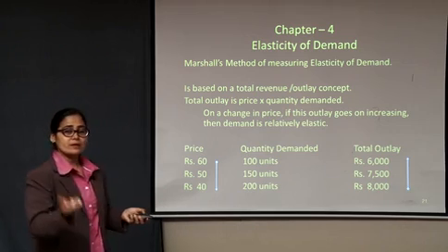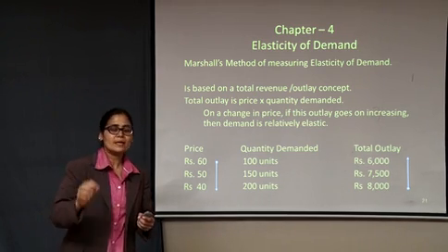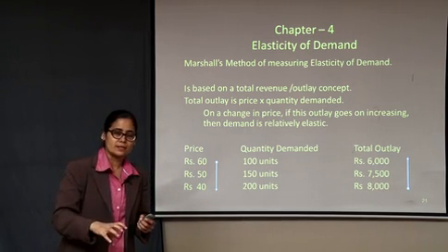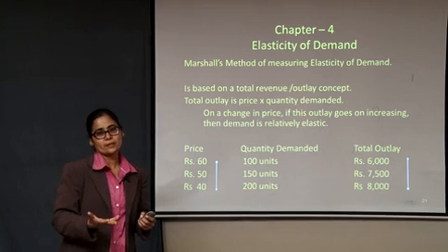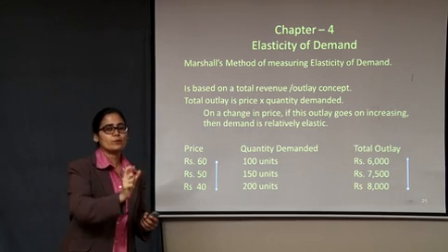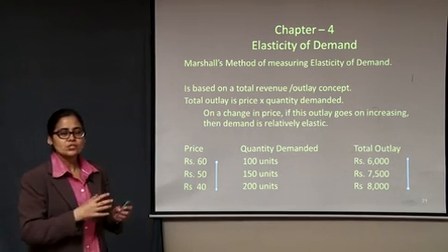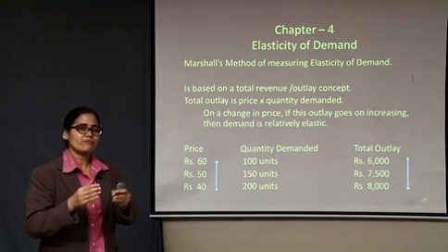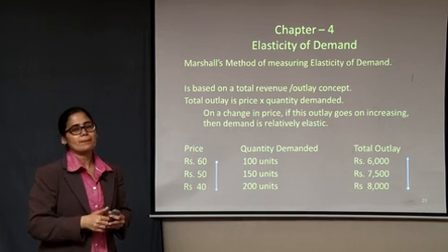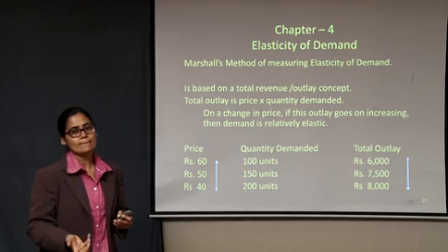Whereas in case of relatively inelastic, whenever prices fall, the benefit will be enjoyed by the consumer, because being necessity, the proportionate change in demand will be comparatively less than the proportionate change in price. So I hope, students, you have understood these 3 different methods of measuring elasticity given by Marshall, which is called the revenue or outlay method.